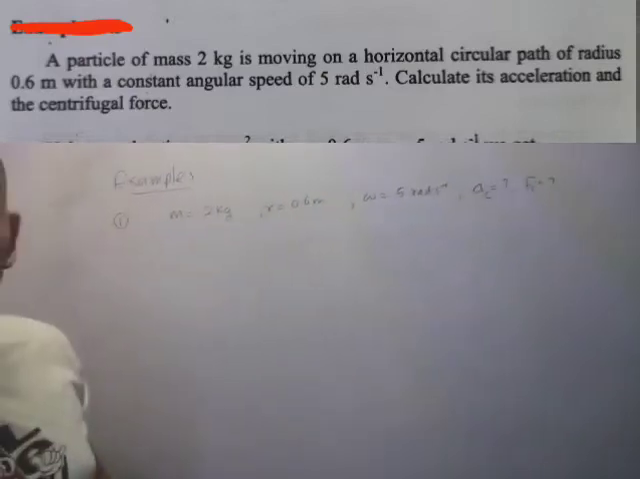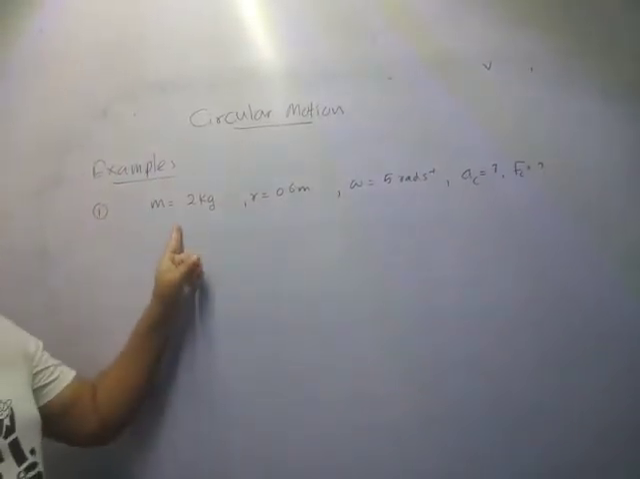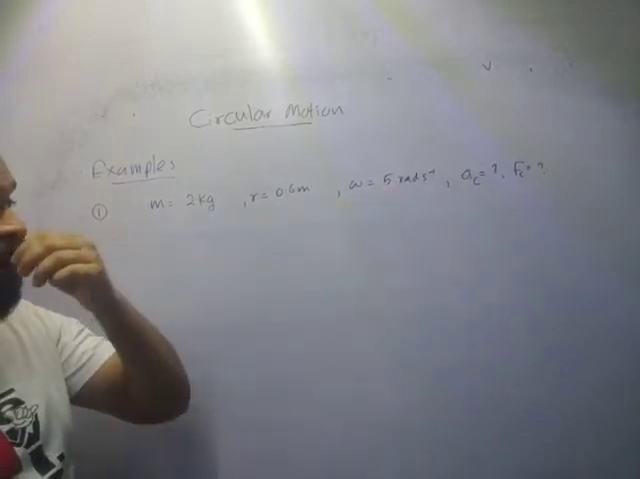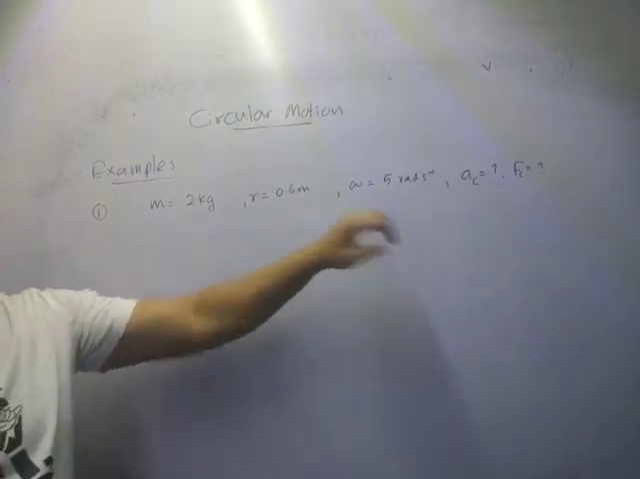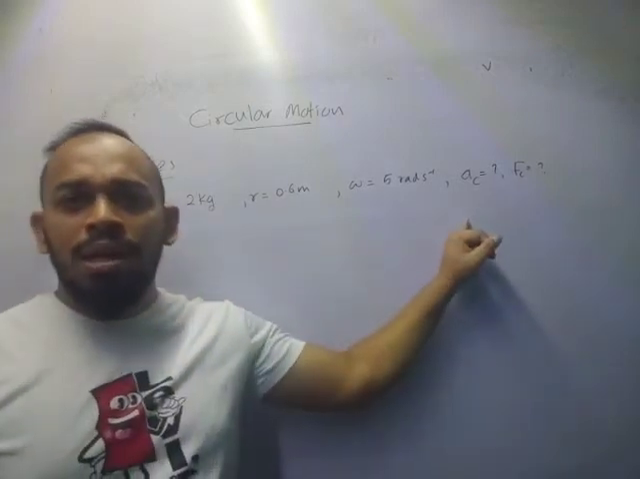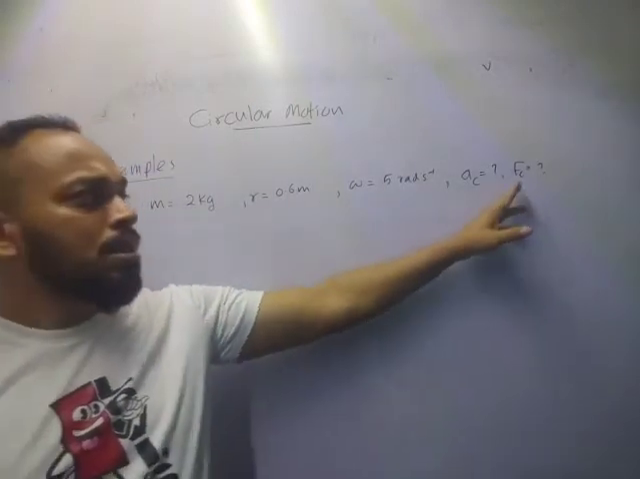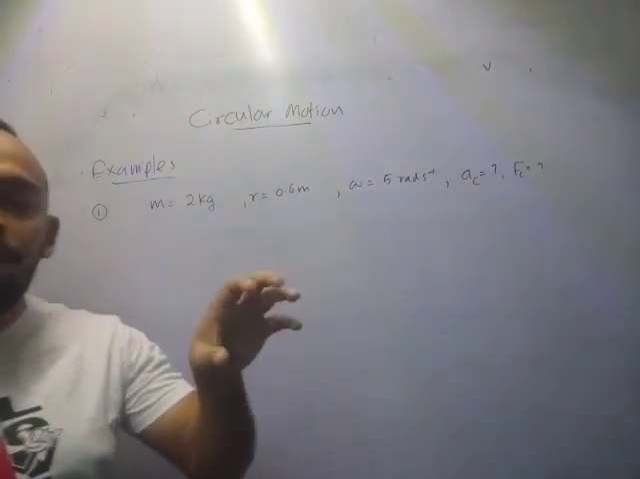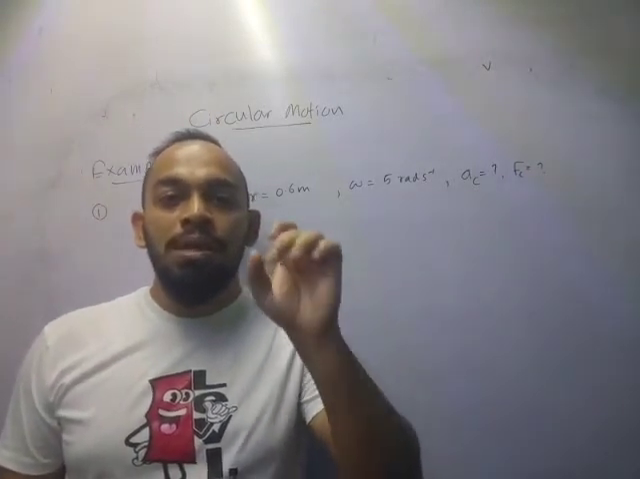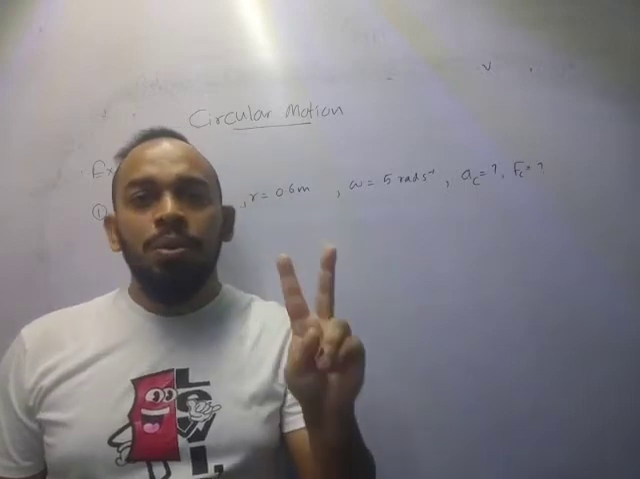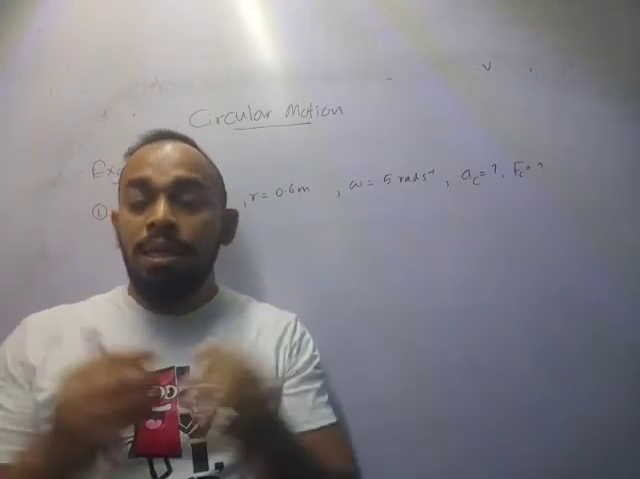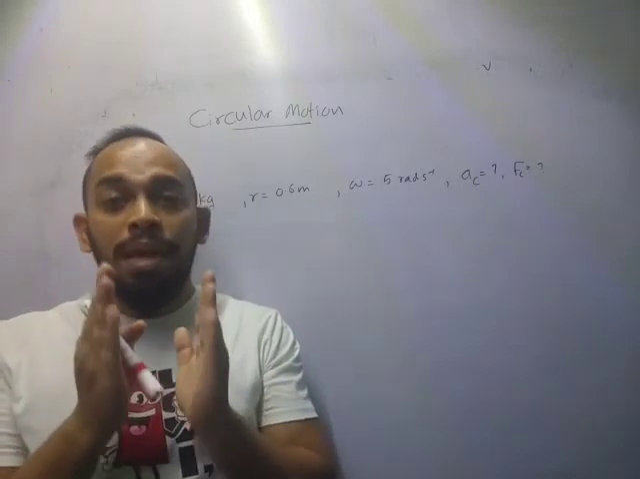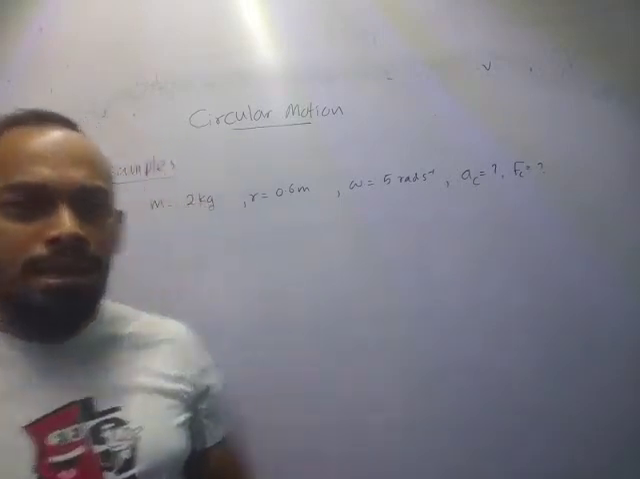So these data are given: mass, radius of the circular path, omega is the angular velocity. And they are asking us to find the acceleration. Usually acceleration means centripetal acceleration and the centripetal force. Sometimes in this question you will see centrifugal force and centripetal force. These two are equal in magnitude but opposite in direction, right? Centrifugal force and centripetal force are equal in magnitudes but opposite in directions.